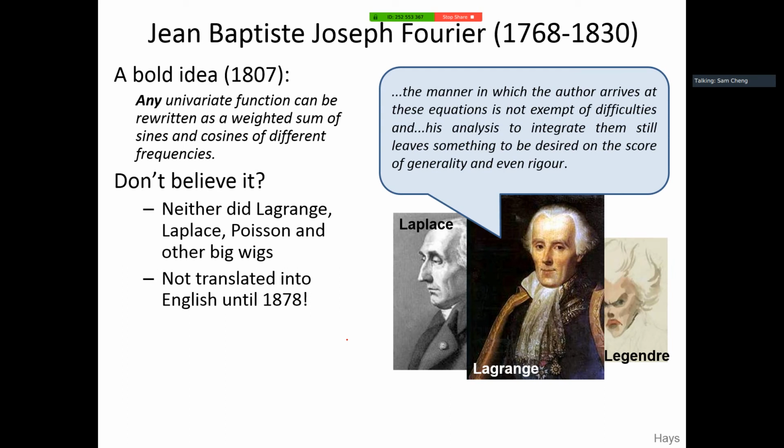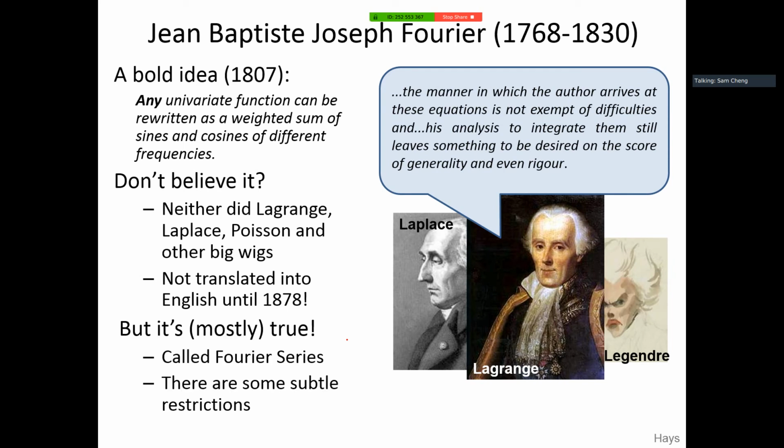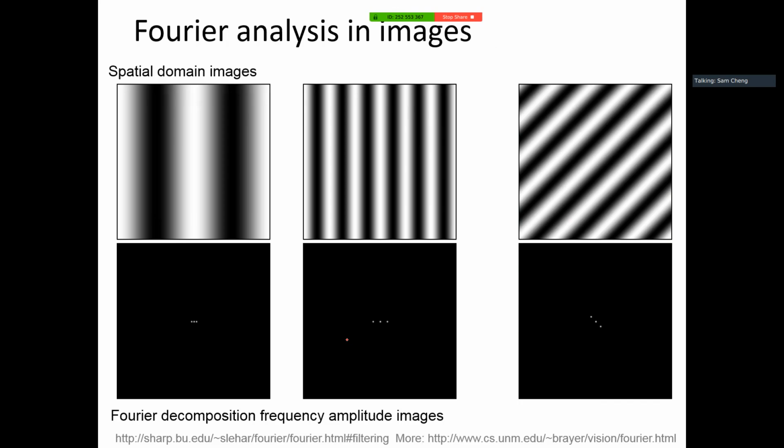was not well received by the big wigs at that time. For example, the famous mathematicians at that time were Lagrange, Laplace, Poisson, and so on. All of them didn't think it was a very rigorous idea. But it more or less works, in the sense that it's mostly true, with some limitations. For example, your power is supposed to be limited. Under those situations, you can have that frequency domain representation.